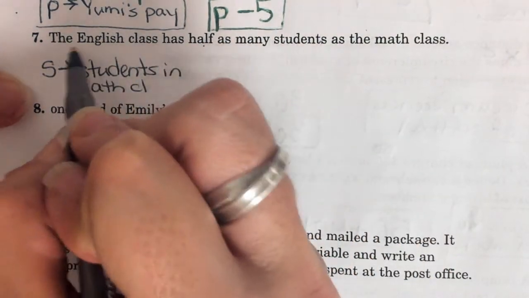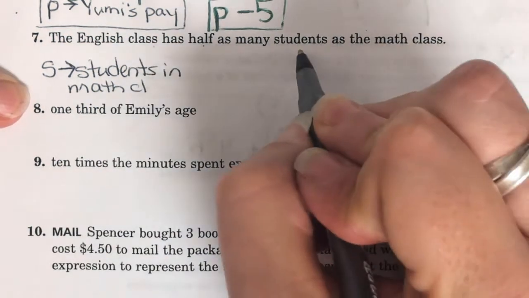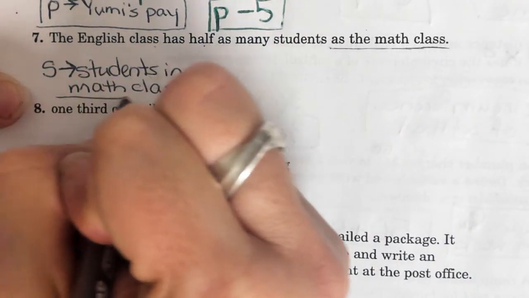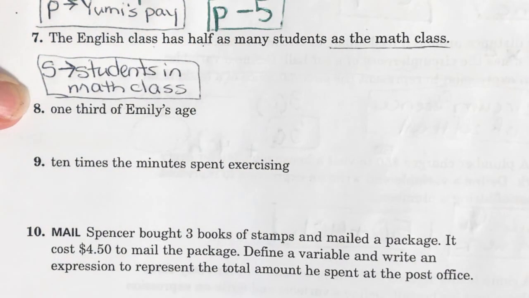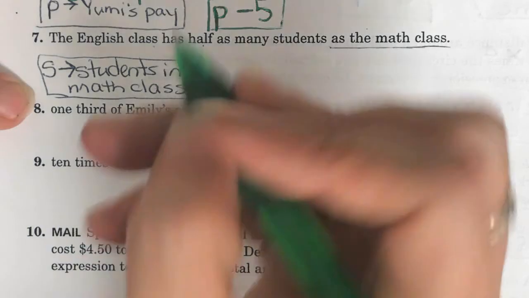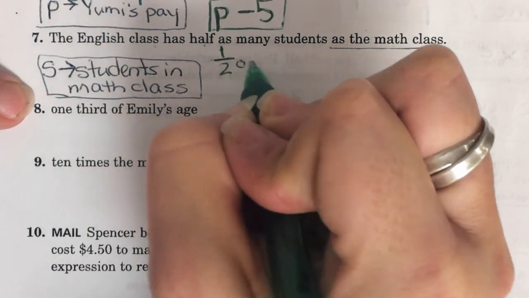Okay, look down here. The English class is what it equals. They have half as many students as the math class. Students. Exactly. Okay, so 1/2, we got students. 1/2 is a fraction. But what is another way of thinking? You could do a fraction. 1/2 of, I want you to think about how we've worded this before. 1/2 of the class.